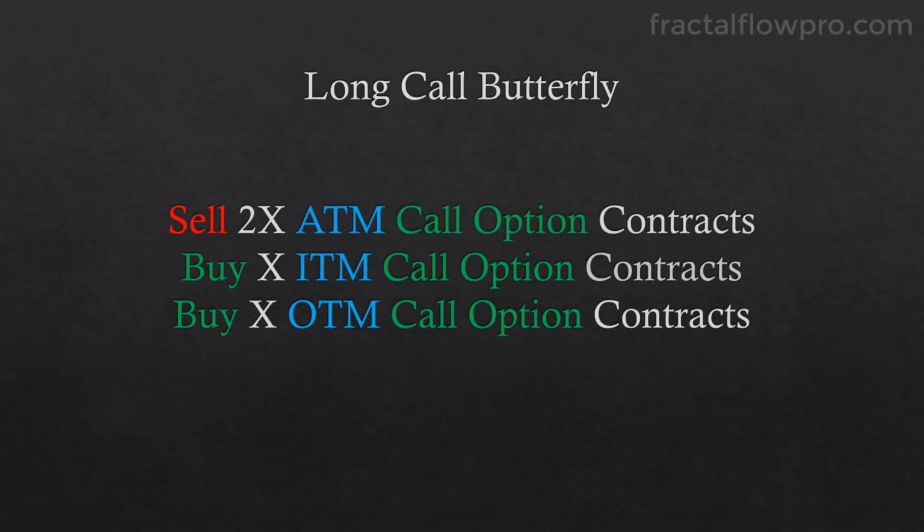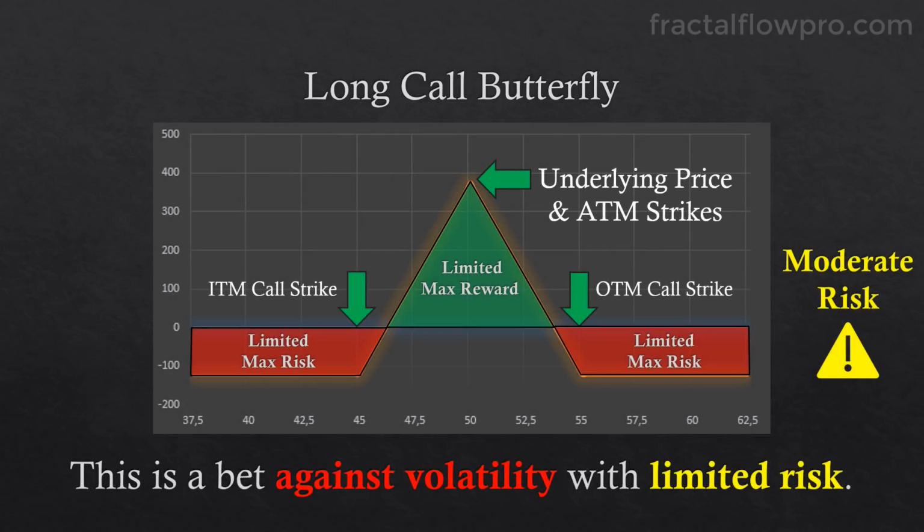The long call butterfly is a strategy formed by three legs. To form this strategy, you will sell 2X number of at-the-money call option contracts, buy X number of an out-of-the-money call option contract, and buy X amount of an in-the-money call option contract. In terms of payoff, this strategy is similar to the short straddle in the sense that it is a bet against volatility, but there is an important difference, which is that in the long call butterfly, the maximum potential loss is limited. The highest reward occurs if the underlying price doesn't move away from the at-the-money option strike.